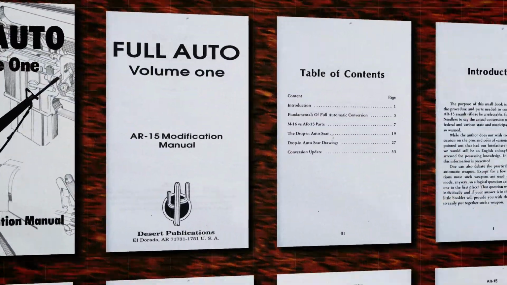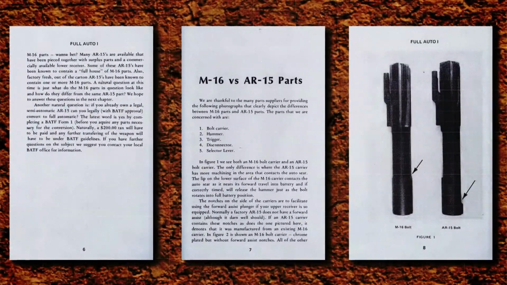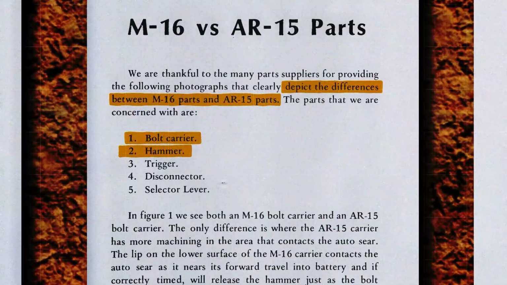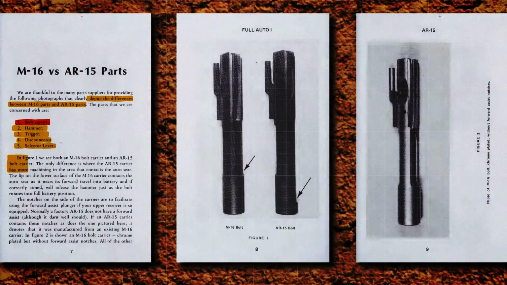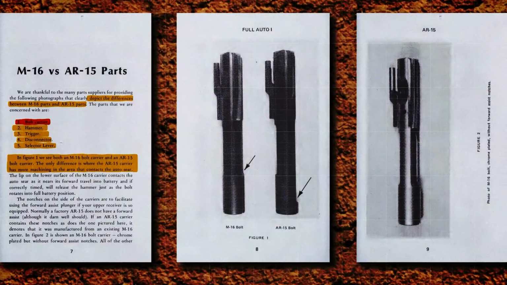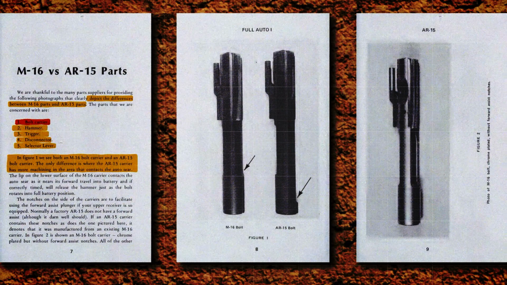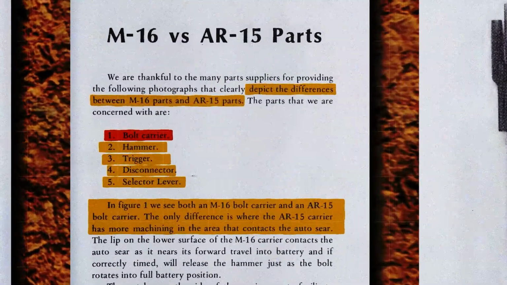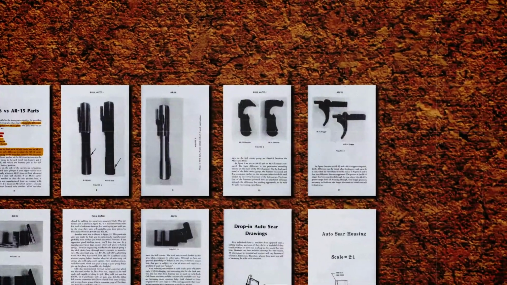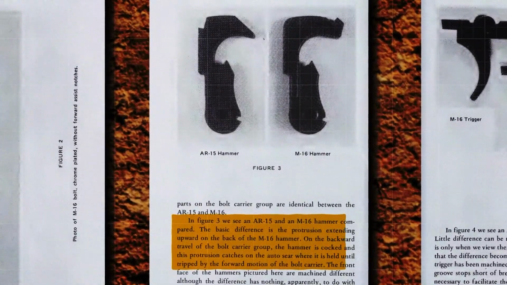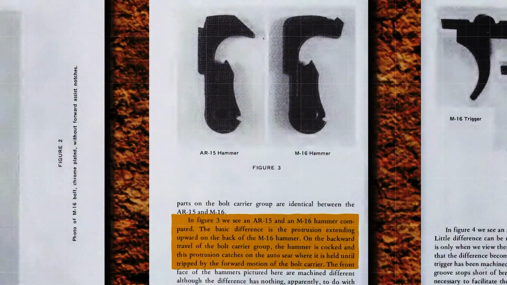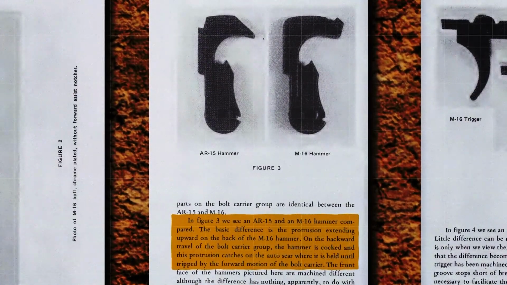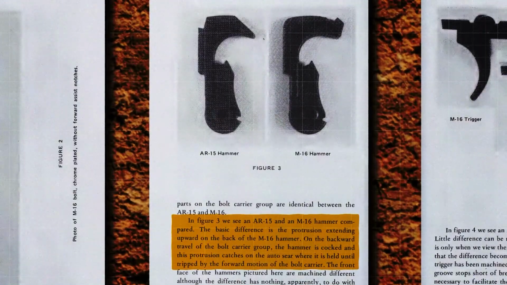Now, for those people who still think that it's not enough, let's get technical and see what the differences are between M16 and AR-15 parts. Let's talk about the bolt carrier. In the figure in front of you, you can see the bolt carrier of an M16 and an AR-15. The difference is the extra machining done on the bolt carrier of the M16, because the AR-15 has no need for an auto sear. Now let's talk about the hammer. Right there in front of you, you have the hammer of an AR-15 and an M16. The basic difference is the protrusion extending upward on the back of the M16 hammer. On the backward travel of the bolt carrier group, the hammer is cocked and this protrusion catches the auto sear, where it is held until tripped by the forward motion of the bolt carrier. Again, this is to facilitate the fully automatic function of the M16.